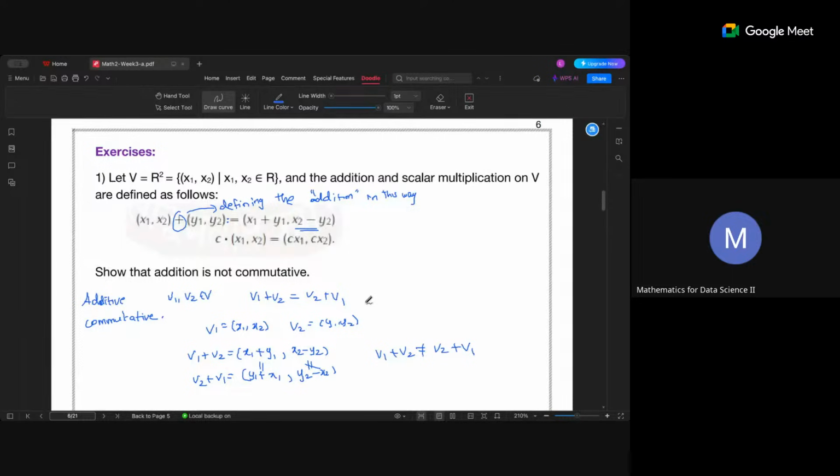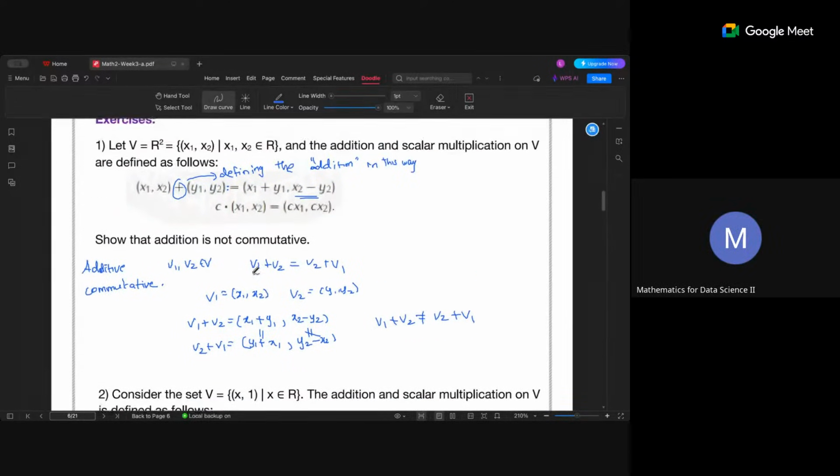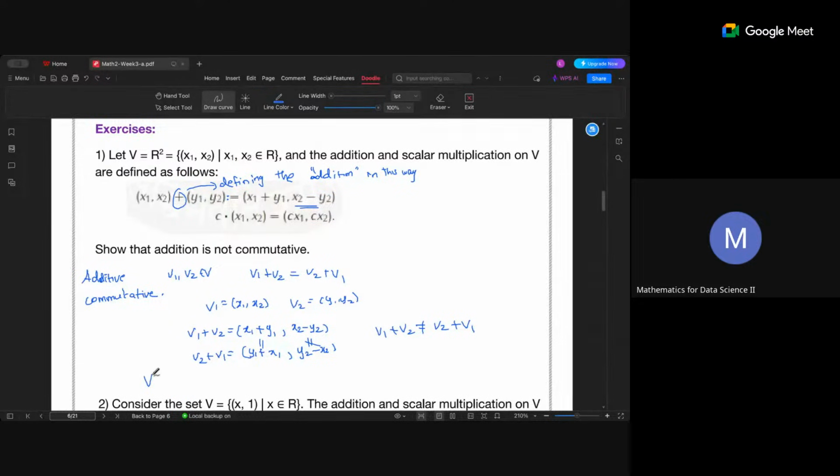Clear? Yes, ma'am. So if addition is not commutative, is V a vector space? Can V be a vector space? No. So this is not a vector space.